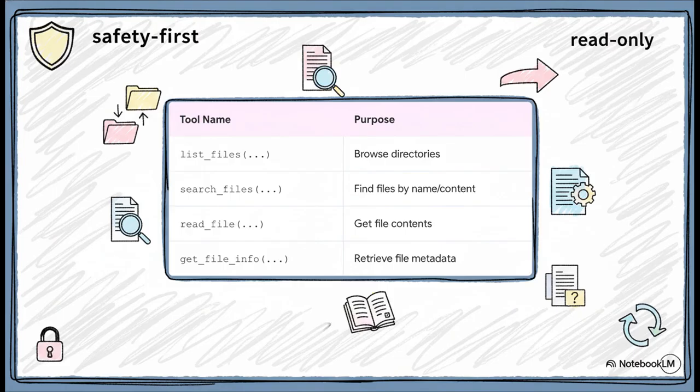And here is how it all comes together in practice. For a simple file server, your list files tool handles the browsing. Your search files tool helps users find what they need. And read file is your fetch pattern to get the actual contents. You might even add another fetch-like tool, say get file info, to just get the metadata. See how the patterns map directly to real-world features?